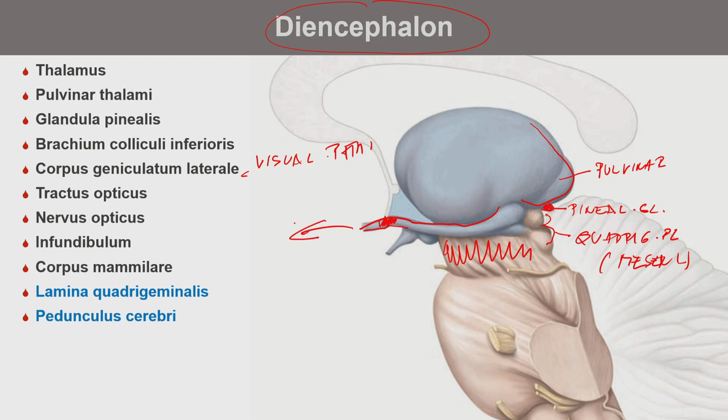The structures which are in the front, then they are the nervus opticus, and this is the tractus opticus. Optic tract, optic nerve. Below we can see the structures which are the infundibulum. Here is the tuber cinereum, and the last one is the corpus mammillare. So those structures you have to be able to remember to describe on the diencephalon from the lateral view.